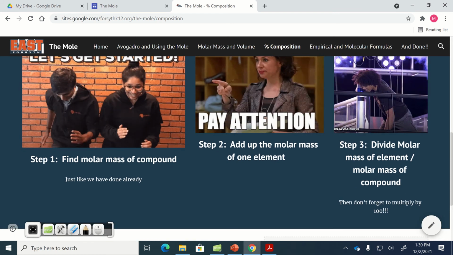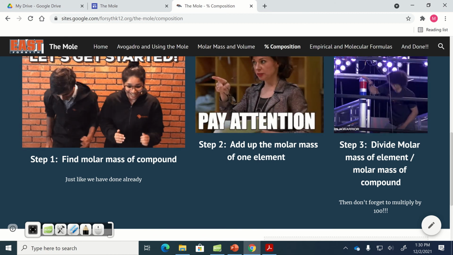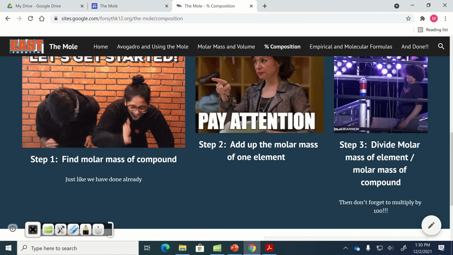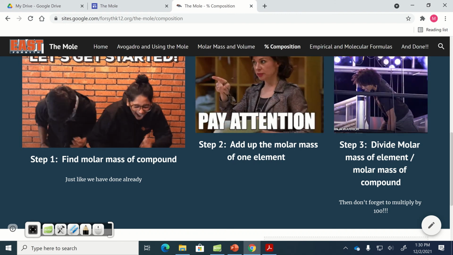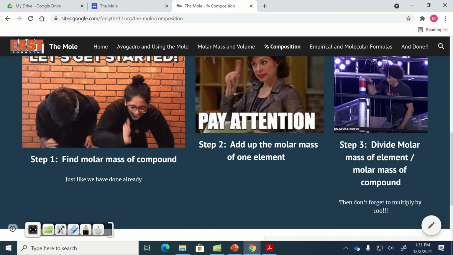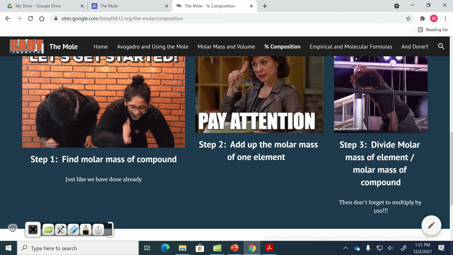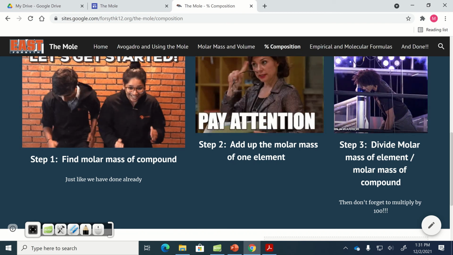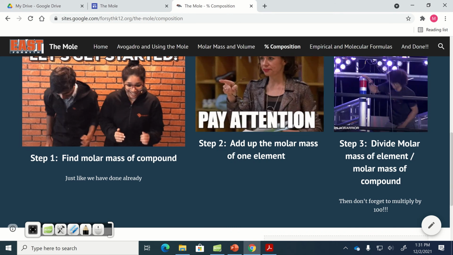Find the molar mass. Then add up the molar mass of each element. What I mean there is, if you only have one atom of an element, you have it and you're good to go. But if you have 2 chlorines, make sure you combine those 2 chlorines for the total mass of that element in the compound. Then basically divide the molar mass of that element by the molar mass of the compound, and then multiply by 100, and you'll get percent composition.